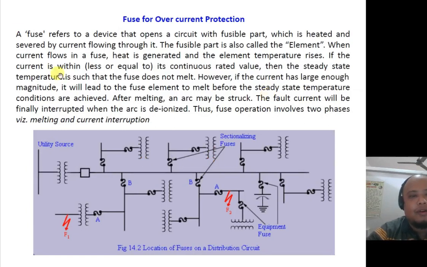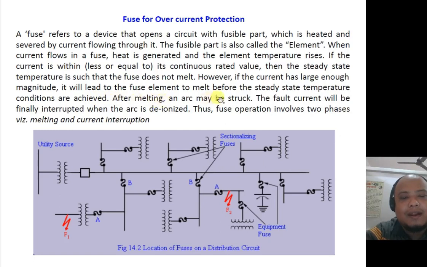Fuse. A fuse refers to a device that opens a circuit with a fusible part which is heated and severed by the current flowing through it. The fusible part is also called the fuse element. When a high current flows in a fuse, heat is generated and the element temperature rises. If the current is less than or equal to its continuous rated value, then the steady state temperature is such that the fuse does not melt. However, if the current has large enough magnitude, it will lead the fuse element to melt before the steady state temperature conditions are achieved.